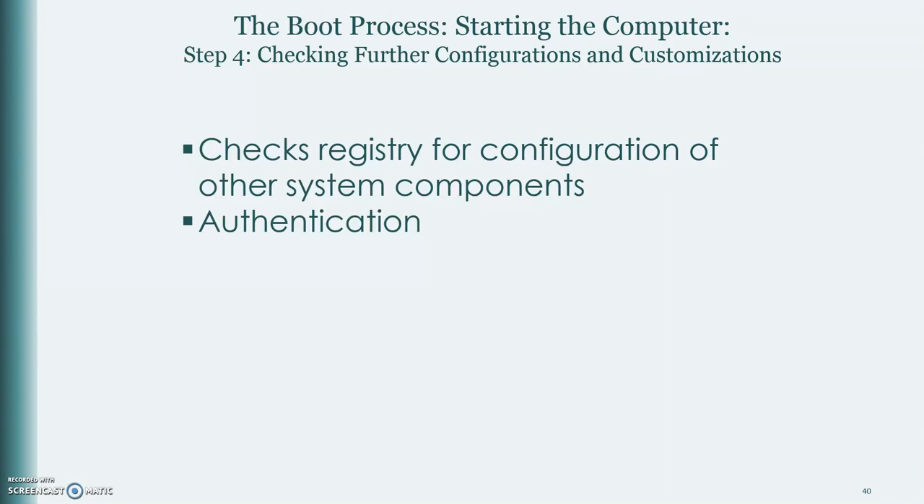Step 4 is checking further configurations and customizations. Okay, so finally, the OS checks the registry for the configuration of other system components. The registry contains all the different configurations or settings that are used by the OS and by other applications. It contains customized settings that you, as a user, have put into place.